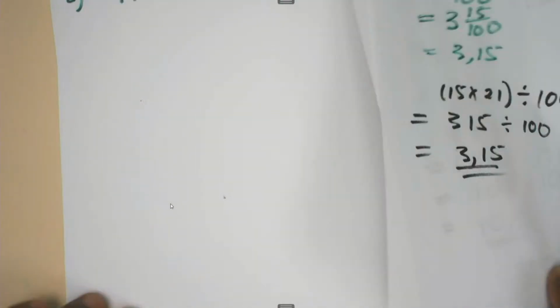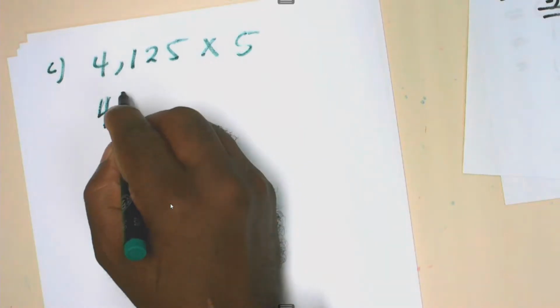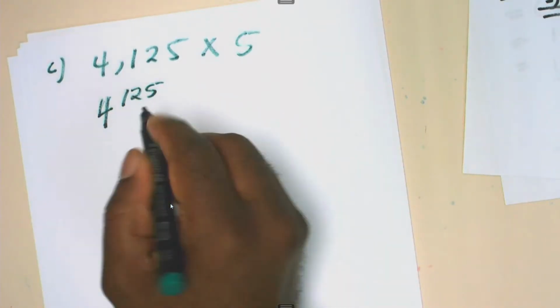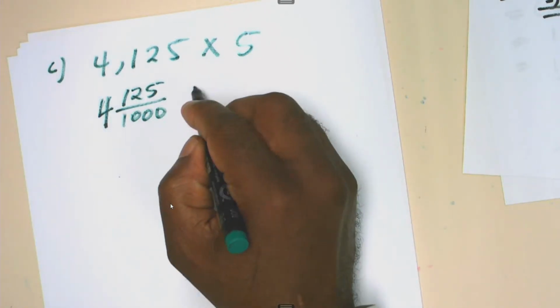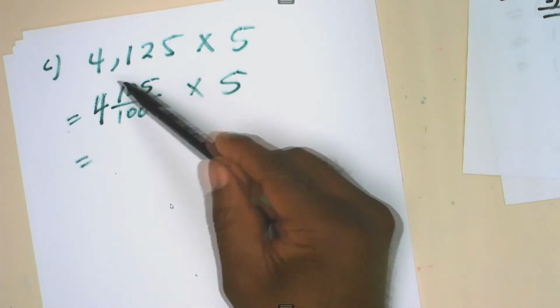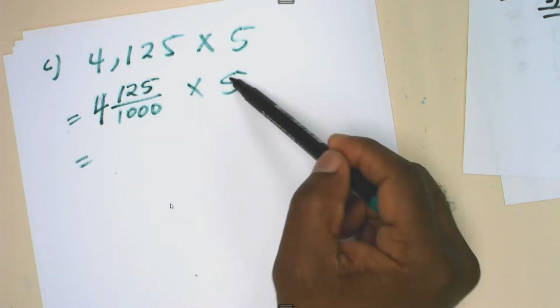Right. There was this one that is maybe challenging that I need also to pay attention to. What is happening now when we have this? It's going to be 4 mixed number 125, which is going to be over thousands multiplied by 5. You see that? This is what we are having. Then what we know is that the whole fraction is multiplied by 5. It's not this one only, it's the whole fraction.